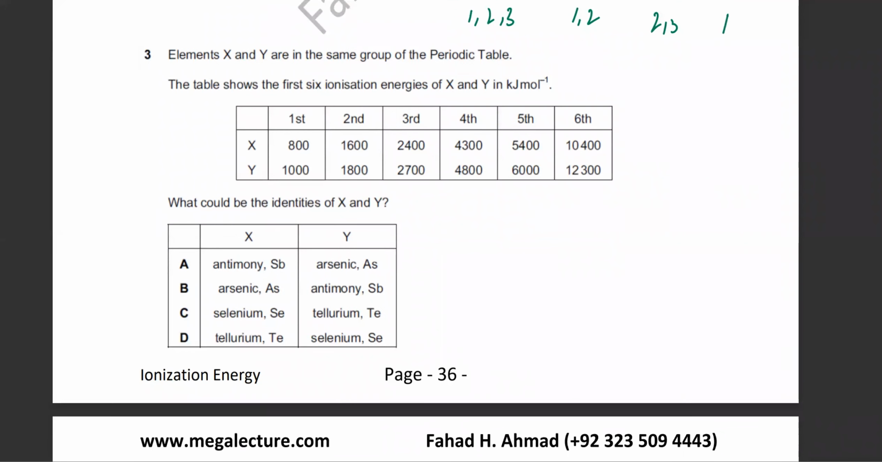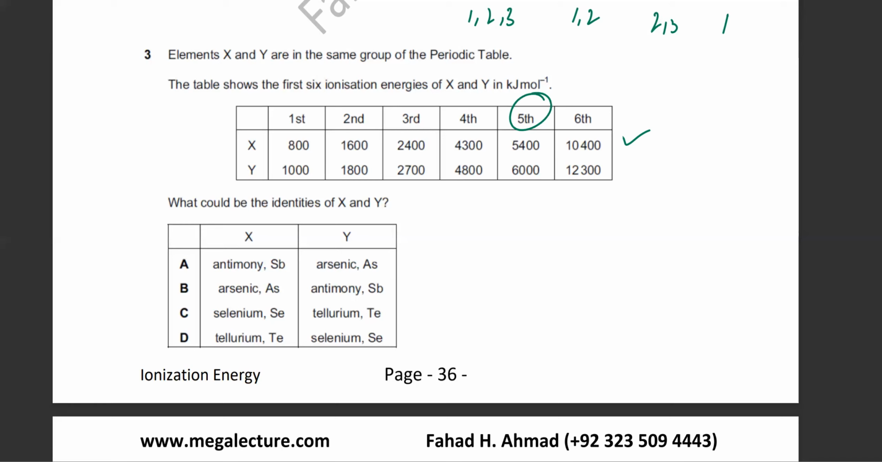Now this one. First thing, which group is X and Y from? Like which group is X in? And remember there are successive ionization energies. Group 5. Both of them? Yes. So both of them are group 5.